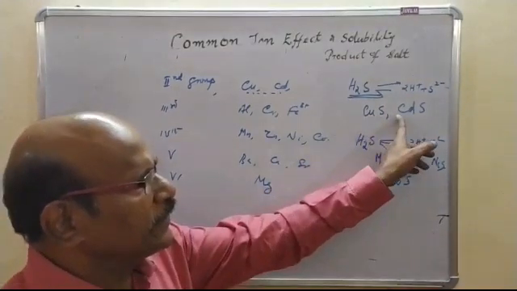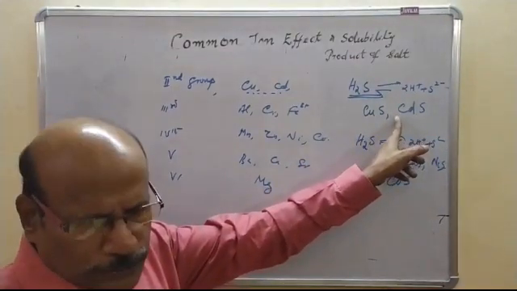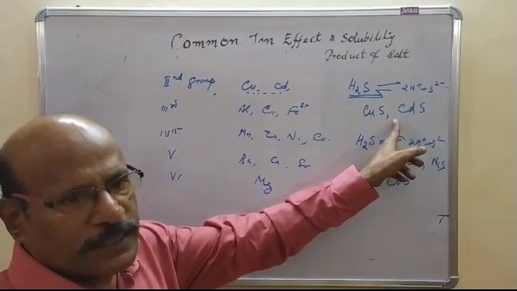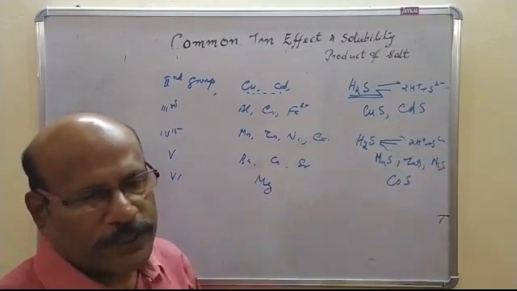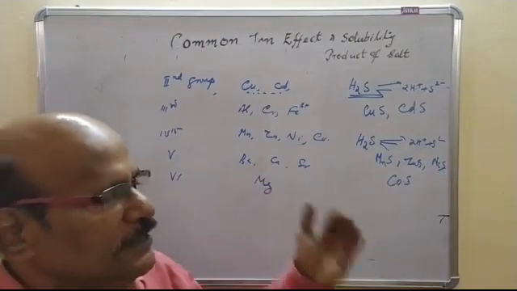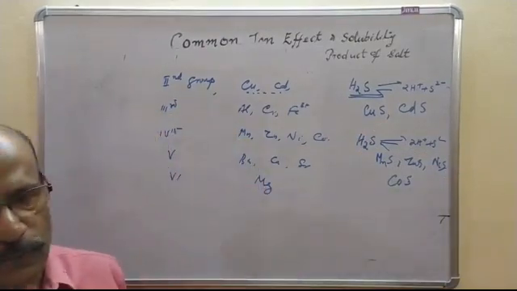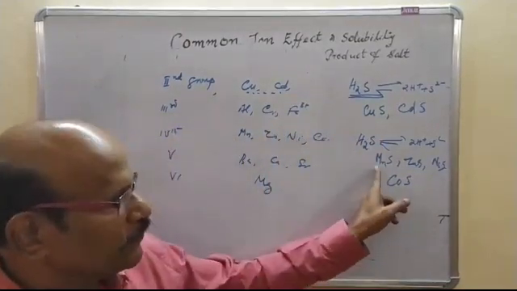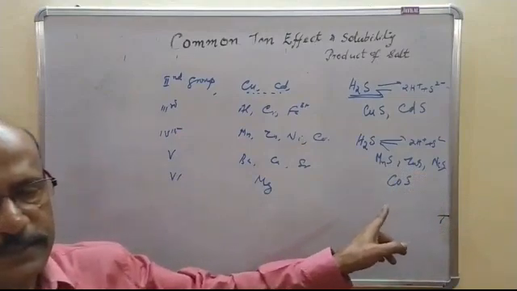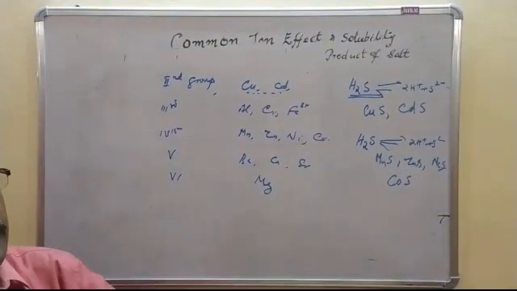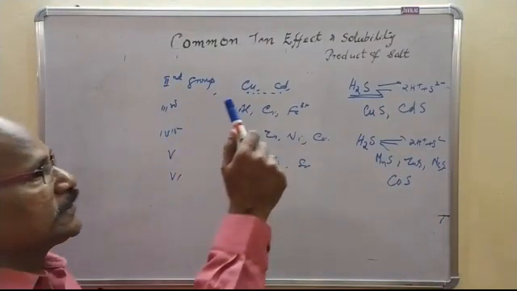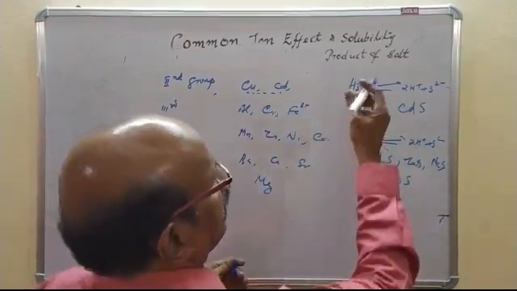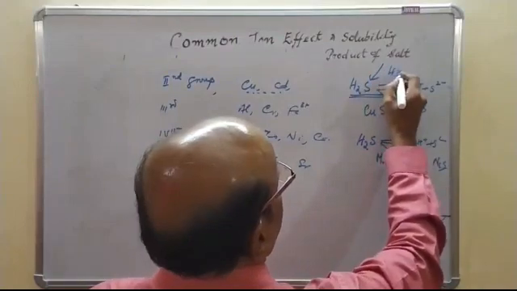Metal sulfides generally have low Ksp values, so the product of the ionic concentrations should exceed the solubility product of copper sulfide and cadmium sulfide only, and not that of manganese sulfide and zinc sulfide. That is the situation. For that, we have to suppress the dissociation of hydrogen sulfide, so we use HCl.